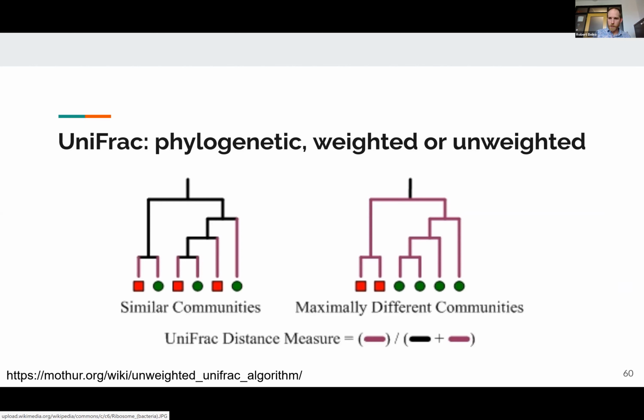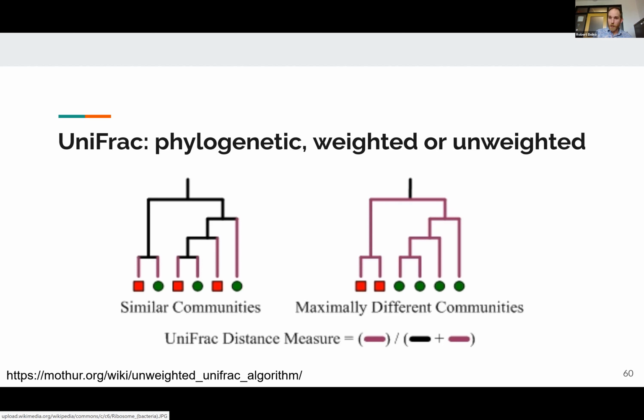Each of the communities is indicated with a different symbol. One community is red squares, the other community is green circles, and the phylogenetic tree relates all of the different things that were found in each of those communities. On the left, the phylogenetic tree intermingles the red and the green. So maybe the clade on the left is Salmonella, and each of the communities has something in Salmonella.